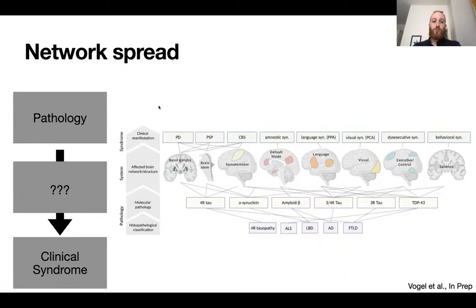There are obviously one pathology can lead to different phenotypes. One phenotype can be caused by multiple pathologies, but now we get this intermediate layer, not just of brain regions that are involved, but brain regions that do something in the healthy brain, networks in particular. So this is also great for us because it gives us as neuroimagers a seat at the table in many ways, because macro scale brain networks pretty uniquely can be measured by neuroimaging. So that's helpful for us.